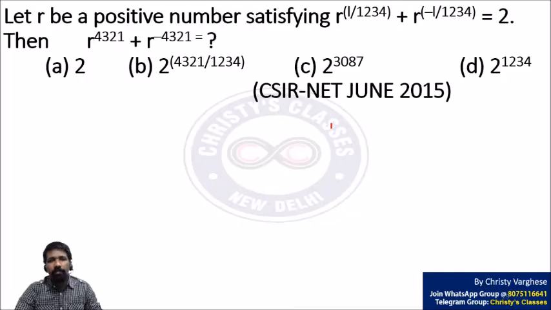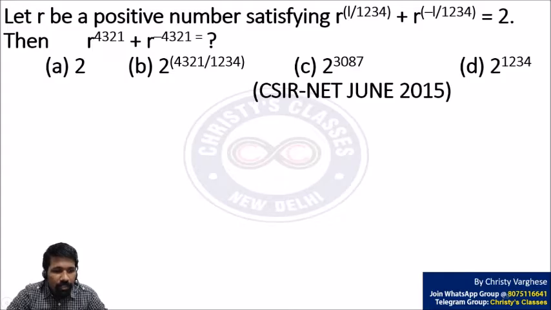Next question from the same laws of exponents itself. All of you try. This is 1 by 1234 and minus 1 by 1234. Yes, okay. So all of you are able to continue. Try the question, I guess. If so, I will start explanation. Okay, so I'm starting the explanation.